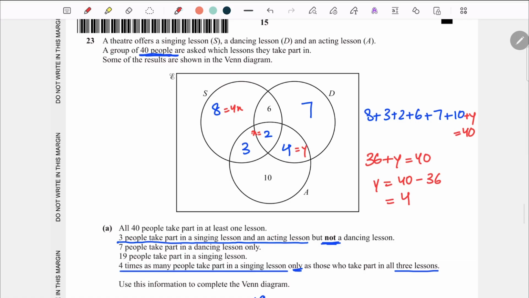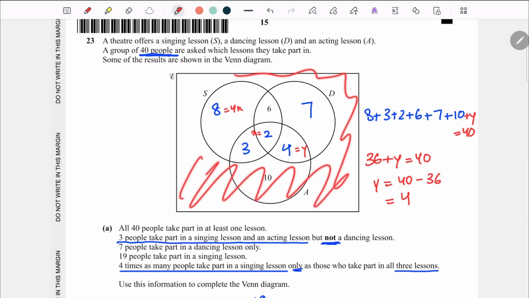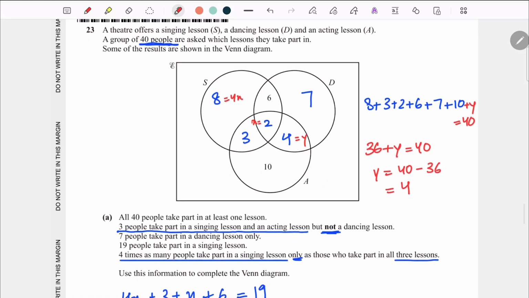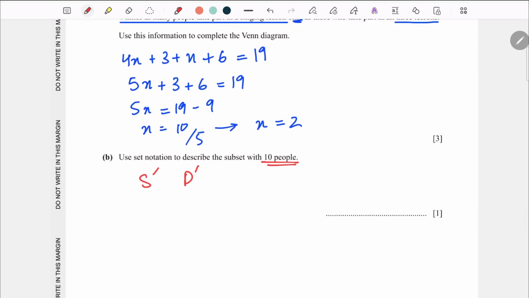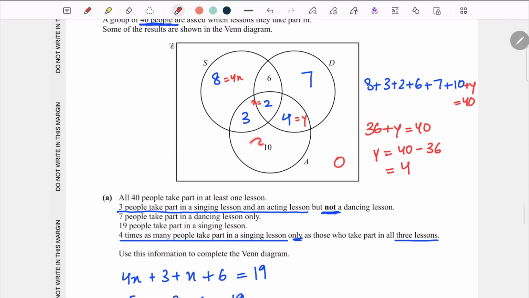So S complement and D complement means this entire region. And that is what we want, because universal is 0. So this region would technically mean A intersection S complement and intersection D complement. So our set notation will be A intersection S complement intersection D complement, because technically this area is basically everything outside of S and D. So everything outside of S and D means S and D complement.